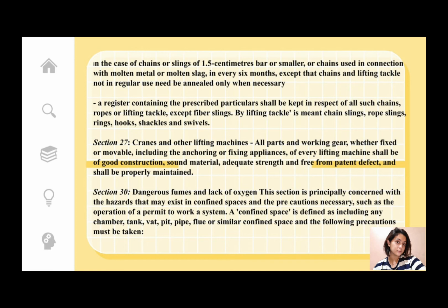Section 30 stated dangerous fumes and lack of oxygen. So this section is principally concerned with the hazards that may exist in confined spaces and the precautions necessary, such as the operation of a permit to work system. A confined space is defined as including any chamber, tank, vat, pit, pipe, flue, or similar confined space, and the following precautions must be taken.